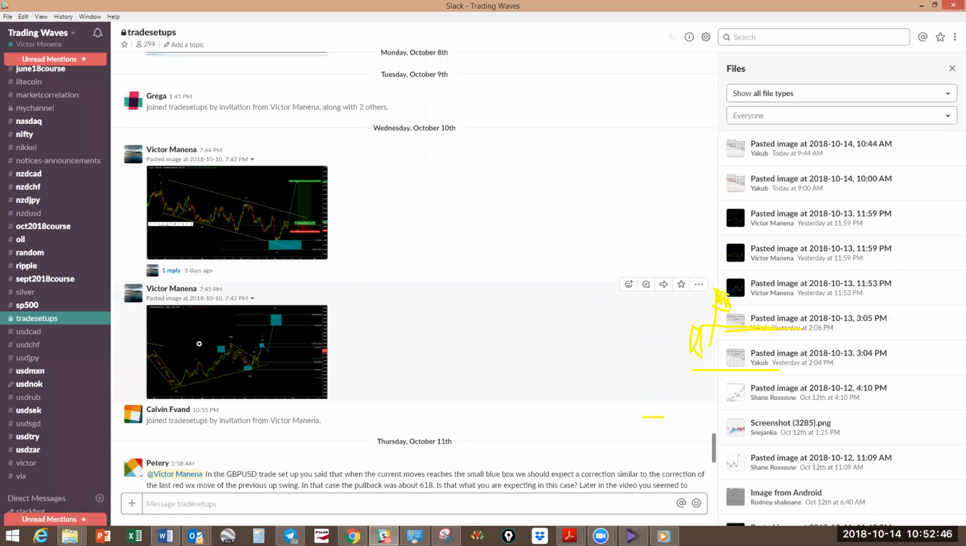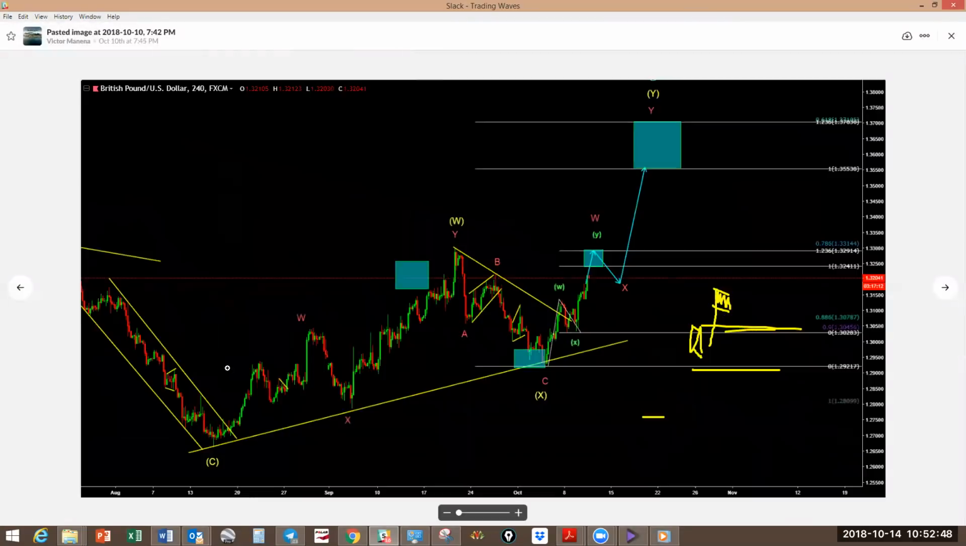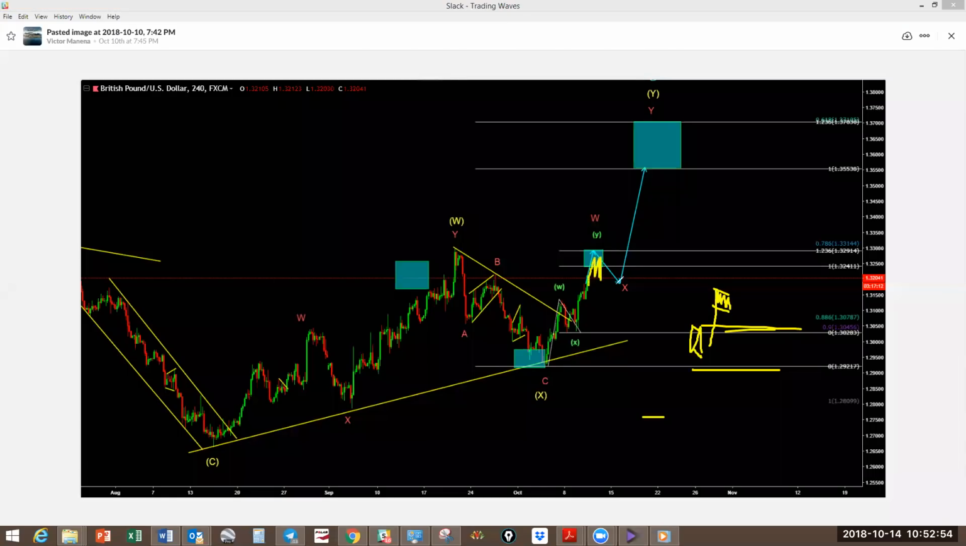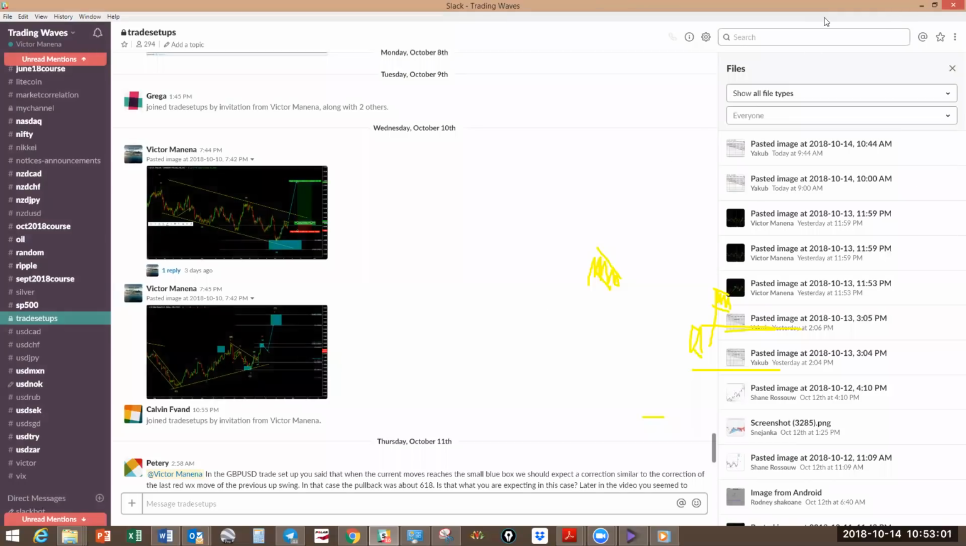Okay, so let's look at some more. This one is pound US dollar. It has rallied into the blue box, and it is now making this correction as expected. Okay, it's not the only one that is making those corrections. Even pound Audi is currently in those corrections, and we're going to update all of those.